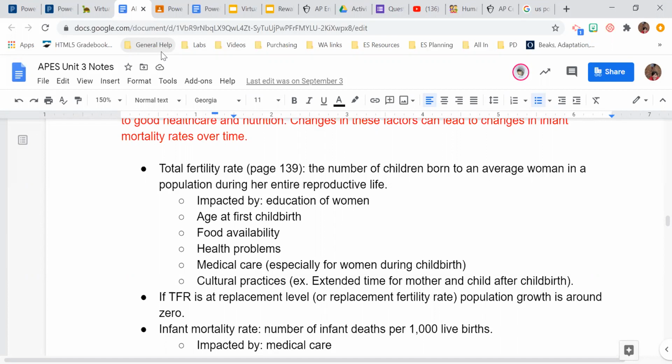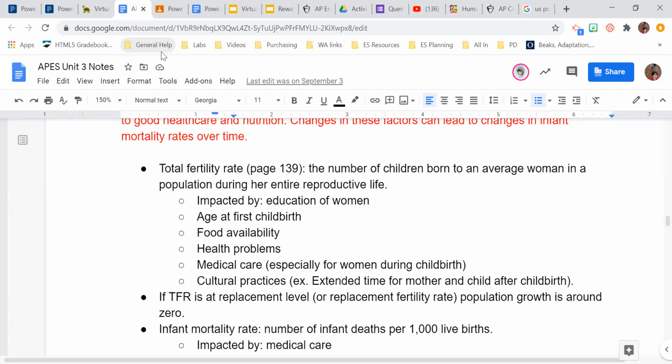Age at first childbirth. If someone is starting to have kids much younger, so 18, 19, having their first kid, they've got a lot more years that they can have kids. Food availability. Food availability can make it harder to get pregnant if someone doesn't have a good, nutritious diet. Health problems. So people will tend to choose not to have kids if they have other health complications.